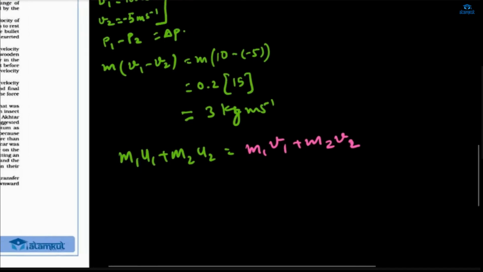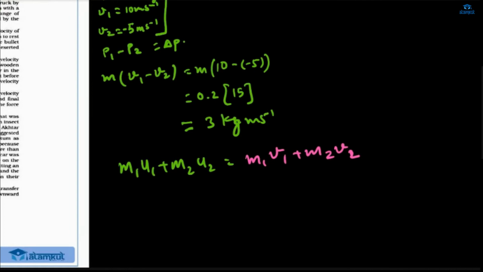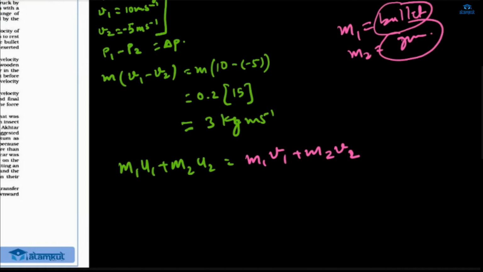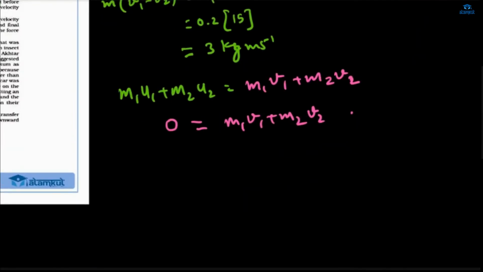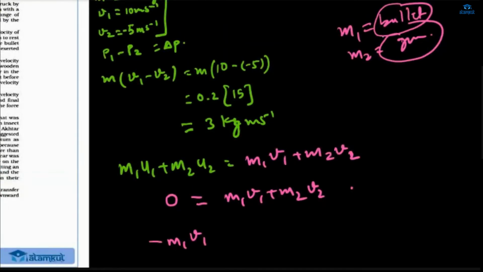Okay, so in the question, the bullet has mass m1, let's say the mass of the bullet is m1 and the mass of the gun is m2. Initially they both are at rest, so u1 and u2 both will be 0. So m1 v1 plus m2 v2. Now for the recoil velocity, you just need to minus m1 v1, because v1 is for the mass of the bullet.